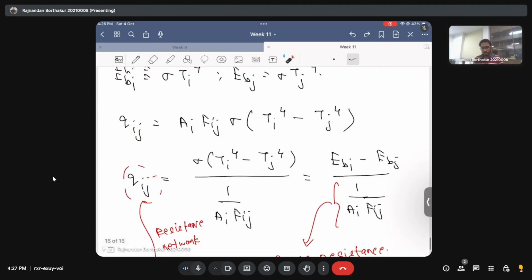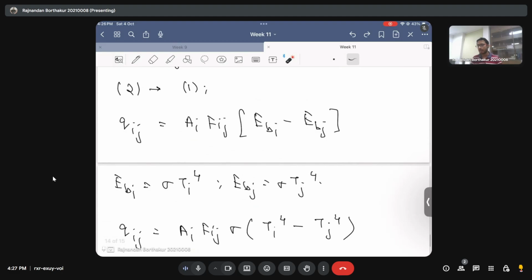Okay, so going forward in the next class, we will try to understand radiation exchange between real bodies, and we will form an equivalent resistance network for real surfaces as well. And as I said, we'll encounter one more type of resistance, which is known as the surface resistance, and we will see how it turns out to be.